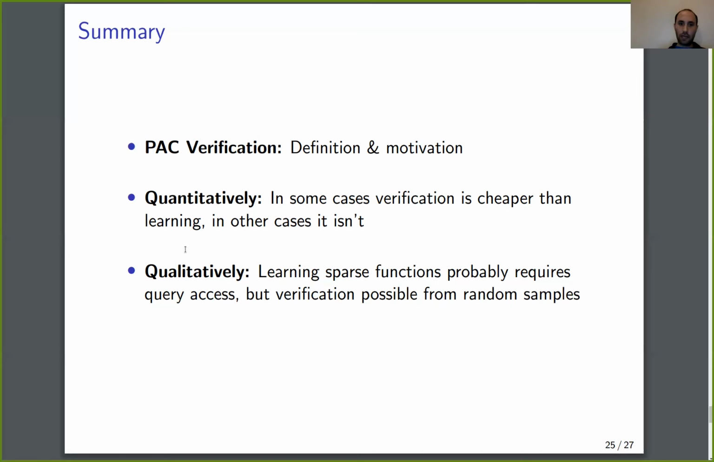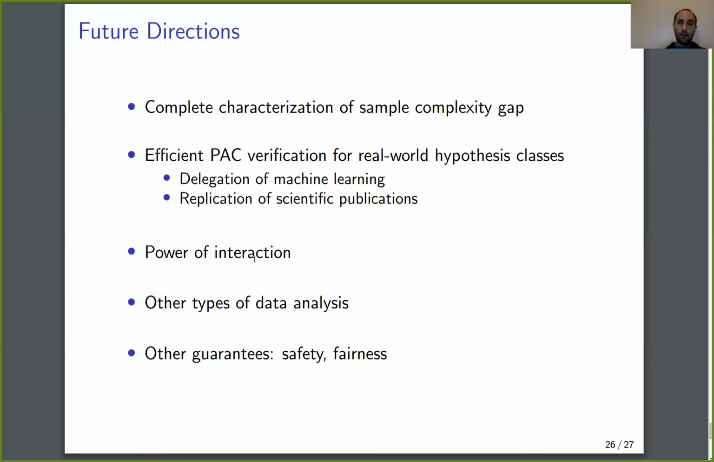And actually, this class of t-sparse Boolean functions is a fairly important class. It contains shallow decision trees and AC0 circuits and DNF formulas with small clauses. So this is actually an interesting example, I think. And there are still a lot of interesting directions for future work.